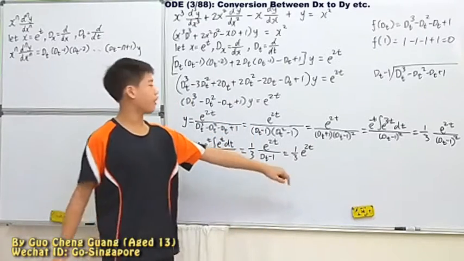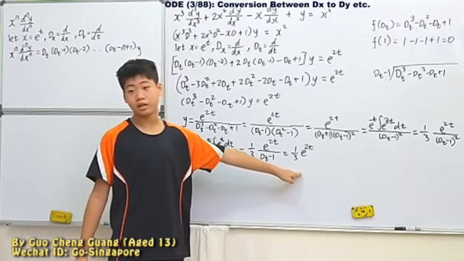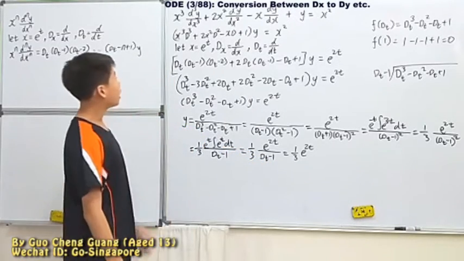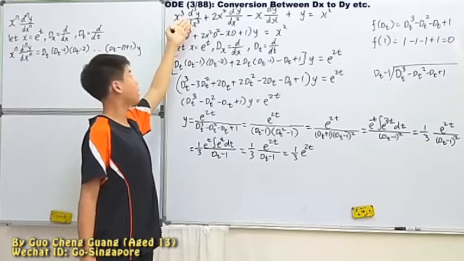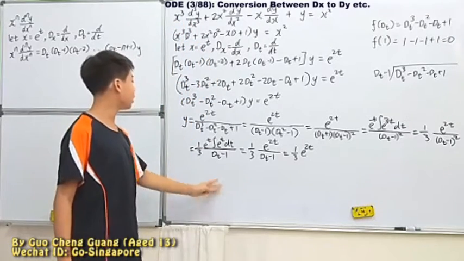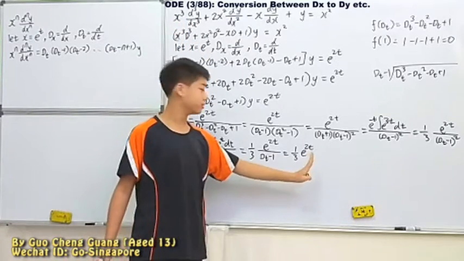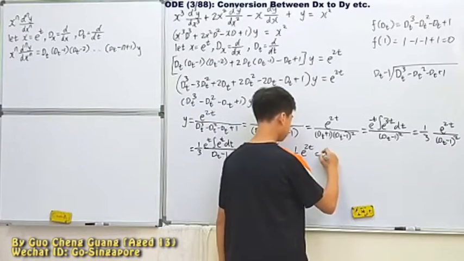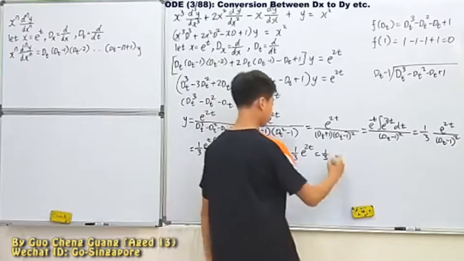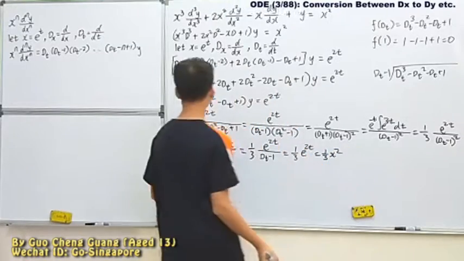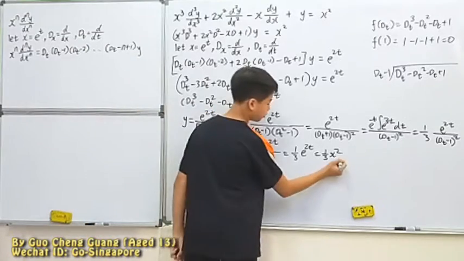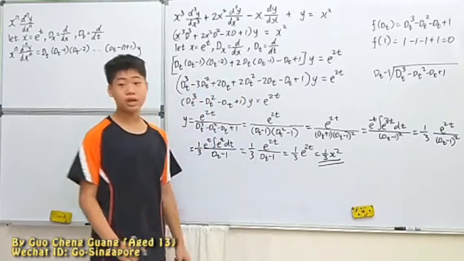But wait, is this our final answer here? Do you think it's a final answer? Actually, no, this is not our final answer. Our question gives us in terms of y and x. But here, what we get is y in terms of t. So we have to change the t into 1 over 3 x squared using the substitution back inside. So that means y here will be 1 over 3 x squared.